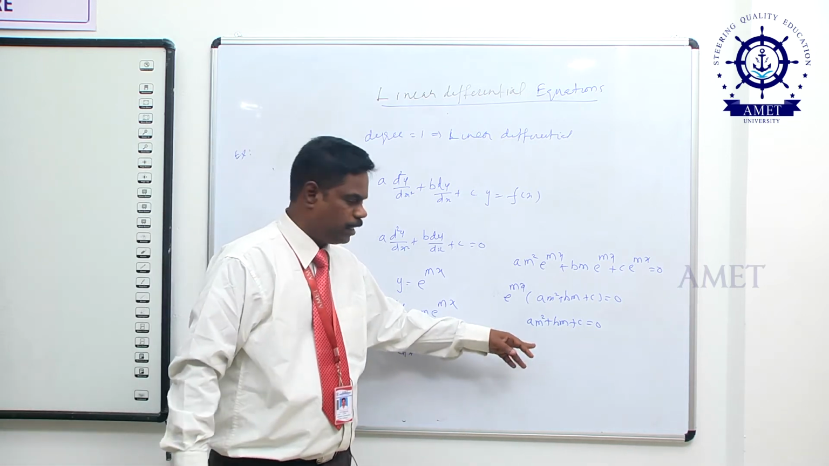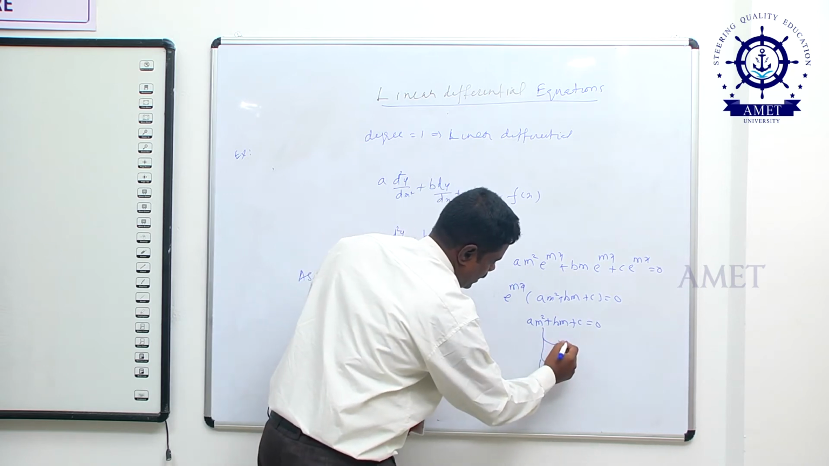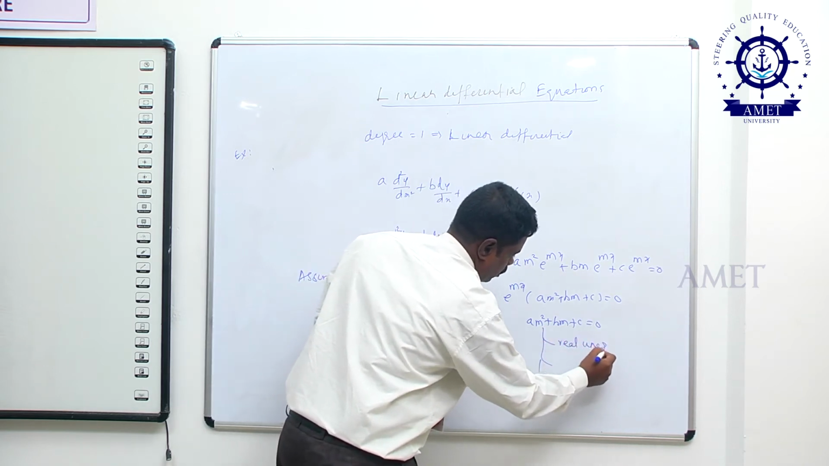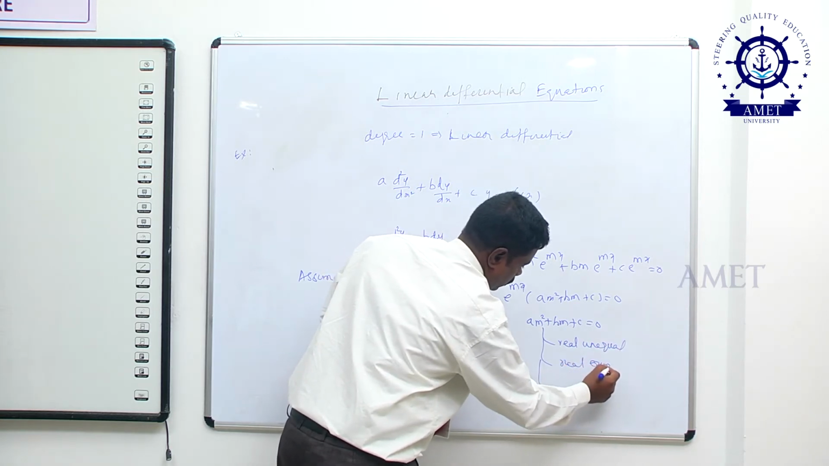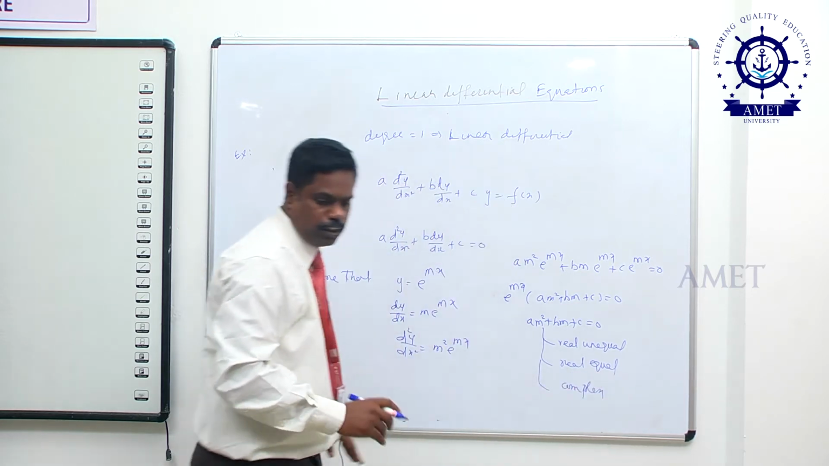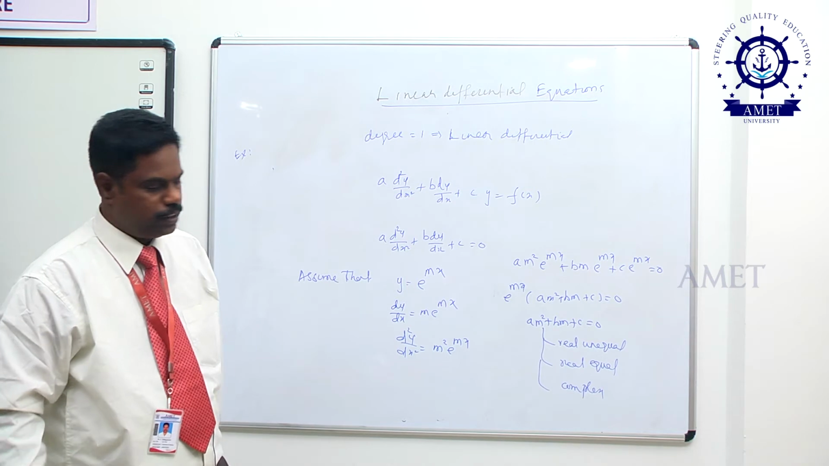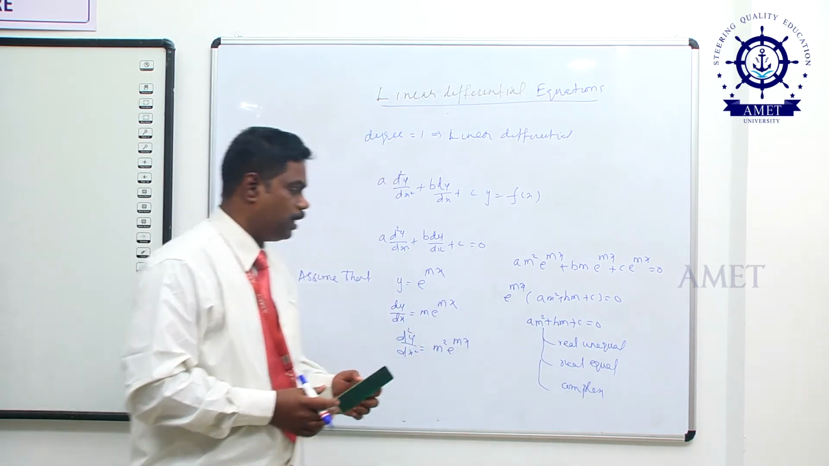The roots may be real and unequal, real and equal, or the roots are complex. So there are only three possibilities for solving these equations. Now, the roots are real and unequal.